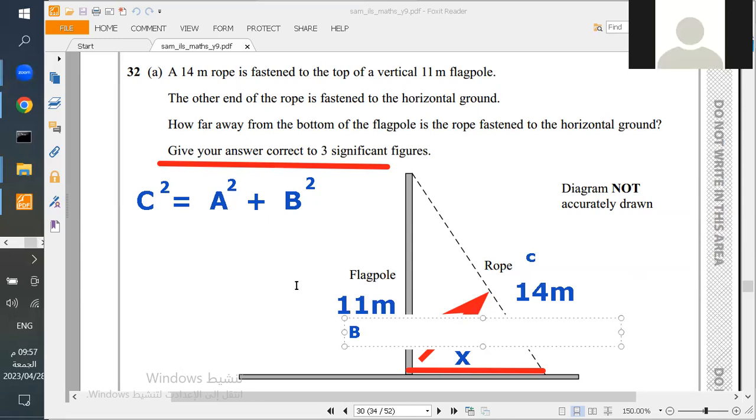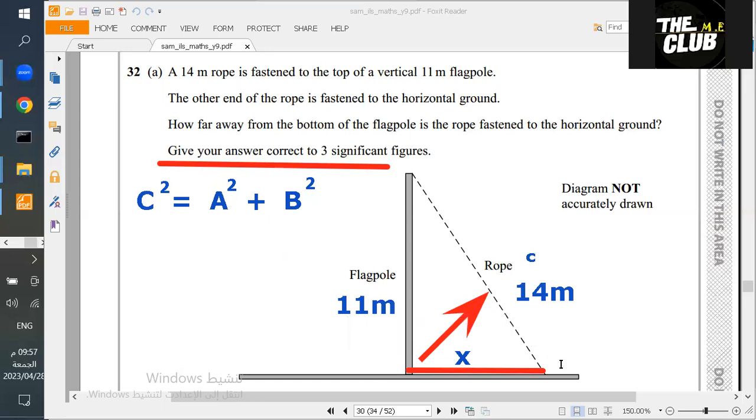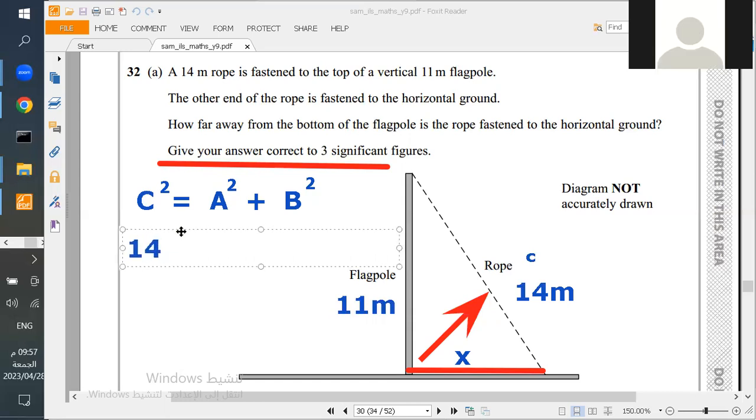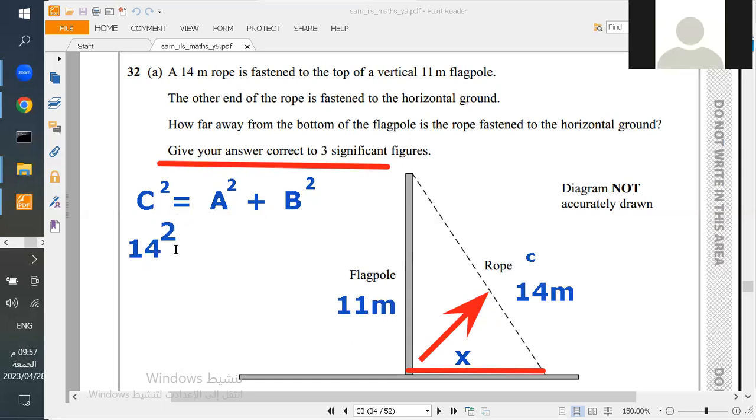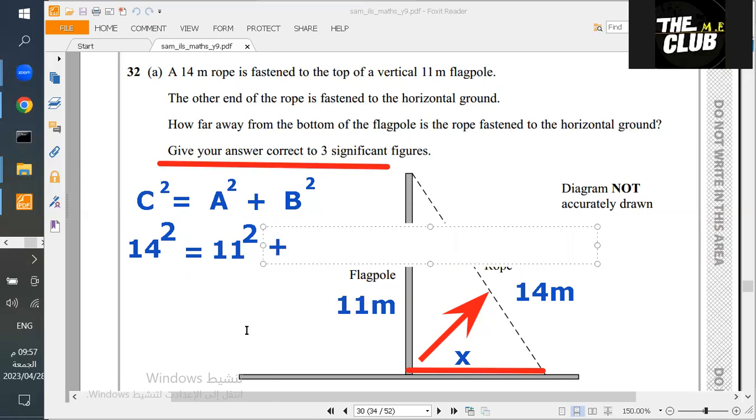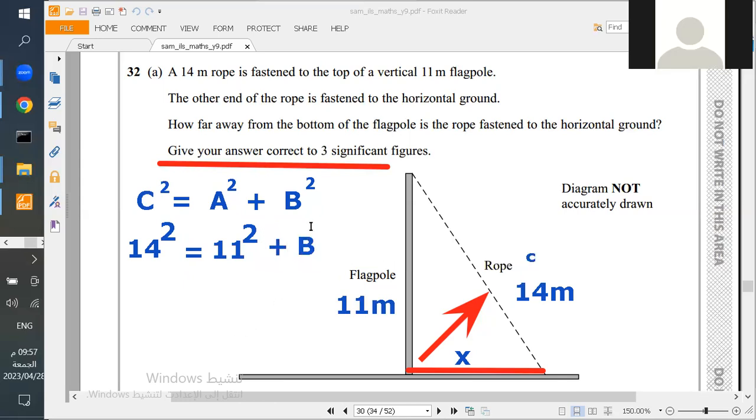We can even use it as A. You can use this side as either A or B, both of them. So I'll write 14 squared, equals 11 squared, plus B squared, which we don't know. We can write it as X or B squared. Keep it the same.